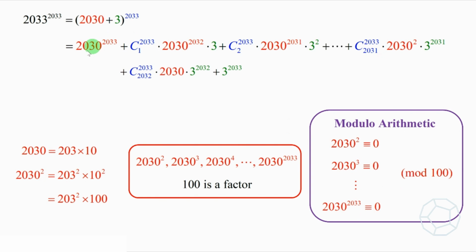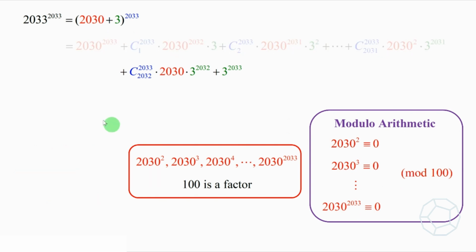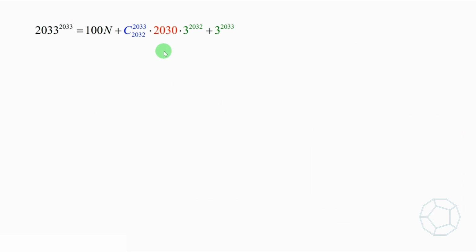So we can replace all the terms on the first line by 100 times n, where n is an integer. Now we can focus on the remaining two terms. The second one is with 2030 to the power of 1, and the third one does not have 2030. Let's look at the second one.